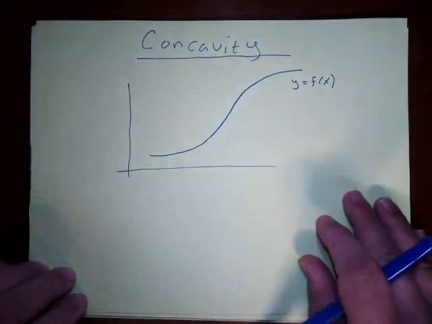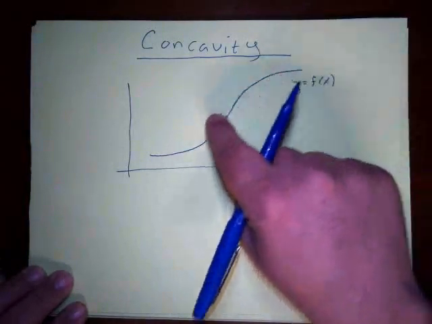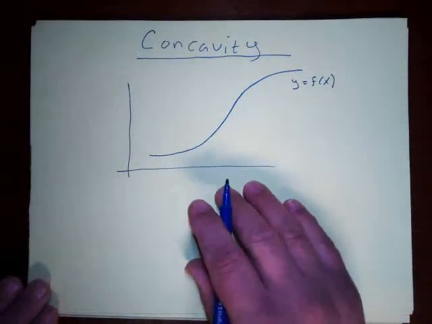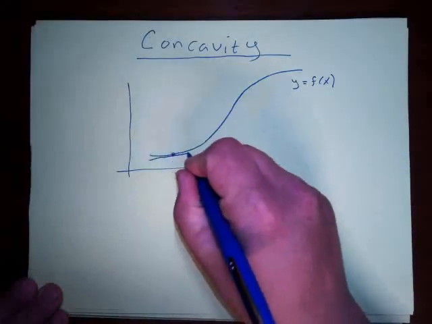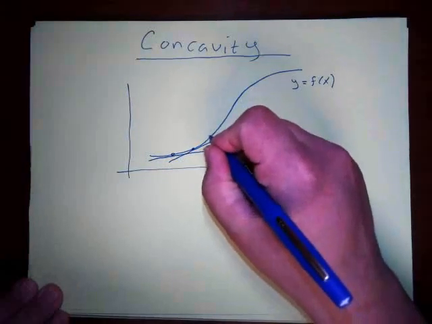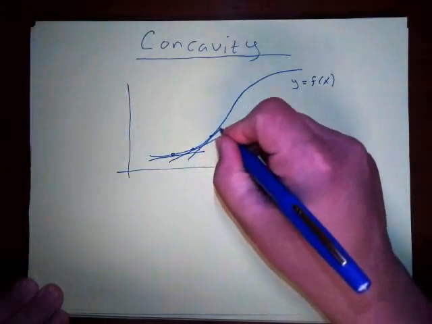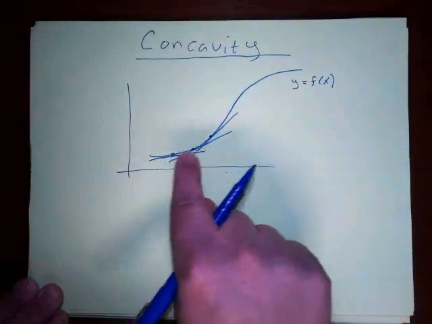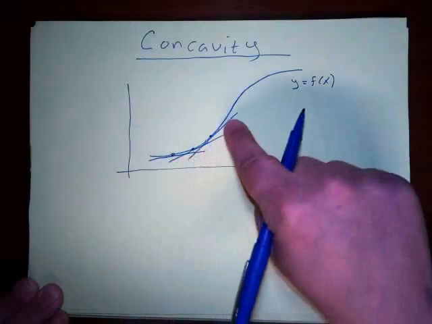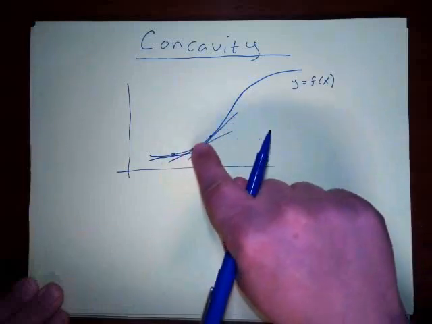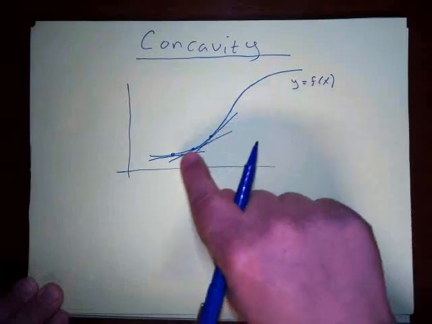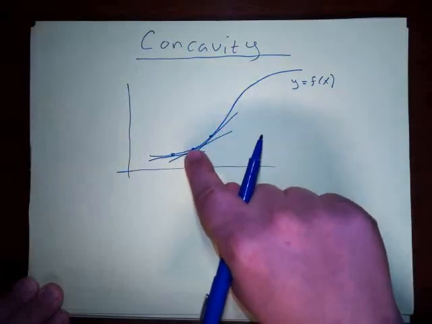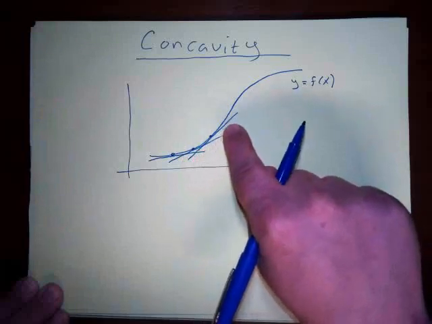Okay, so let's see how this idea of concavity is related to the second derivative. If I draw some tangent lines to this function as we go through like this, what you notice about these tangent lines is that as we go along the curve, the tangent lines are getting more and more steep. So the slopes of the tangent lines are increasing. That's another way of saying that the first derivative is increasing.